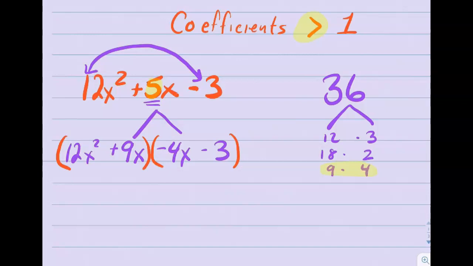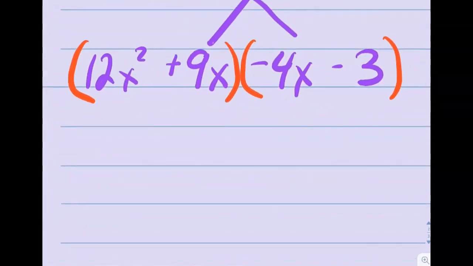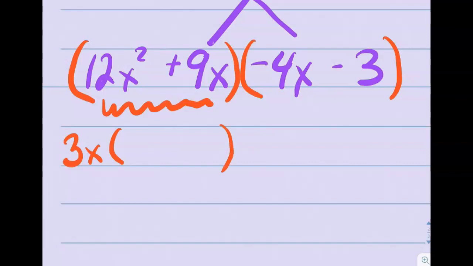And then I go back to my GCF knowledge. I say to myself, what could I take out of this one? Let's see, a 12x squared and a 9x. I could take out a 3x out of both of those terms. If I divide them both by 3x, I have 4x plus 3.